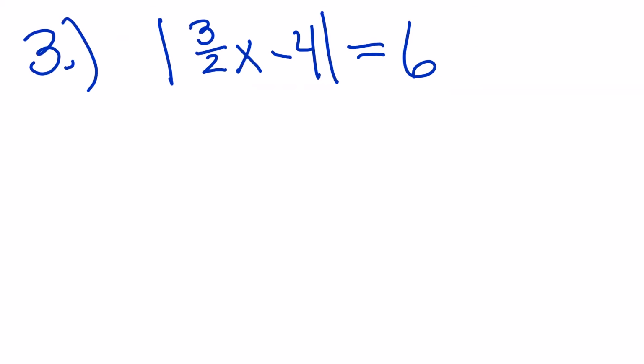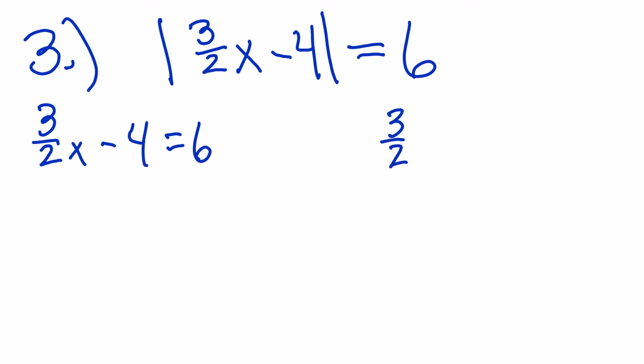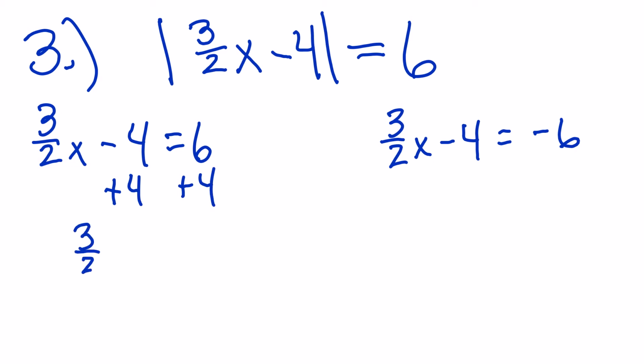All right? So, number 3. First thing we do is we write it as y, so we say 3 halves x minus 4 equals 6, and then you write it again, 3 halves x minus 4 equals minus 6. Now we just have two different answers. You're both going to follow PEMDAS backwards. I add 4 to both sides. I get 3 halves x equals 10.